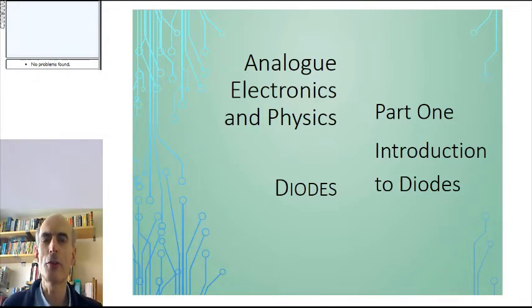Diodes are very useful components in electronics. They have the characteristic property that current can flow through them very easily in one direction, but not in the other direction. They have a very wide range of applications in a whole load of different circuits.